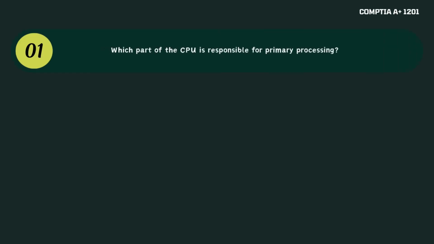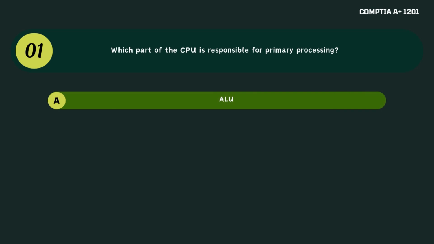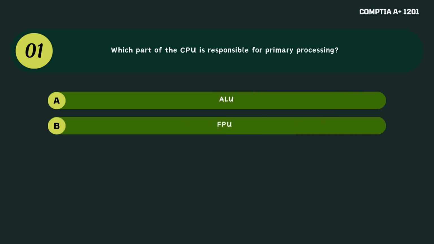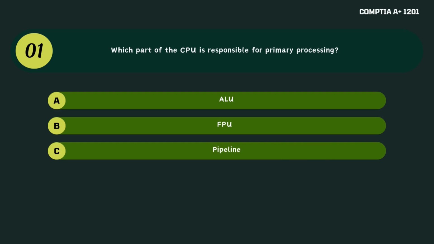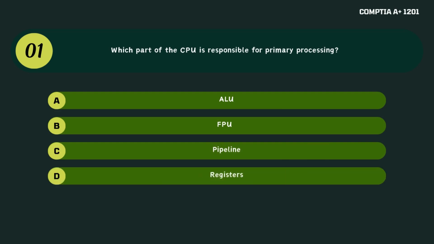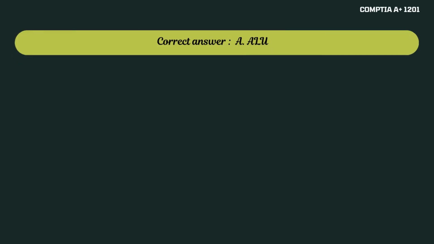Question 1. Which part of the CPU is responsible for primary processing? A. ALU. B. FPU. C. Pipeline. D. Registers. Correct answer, A.